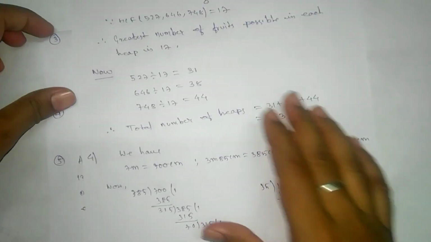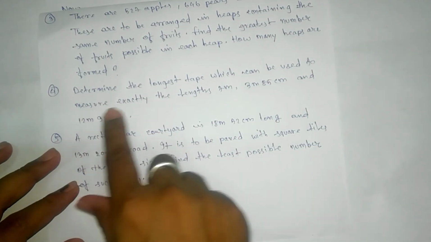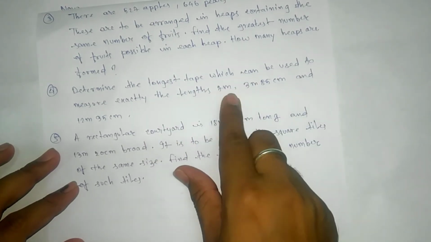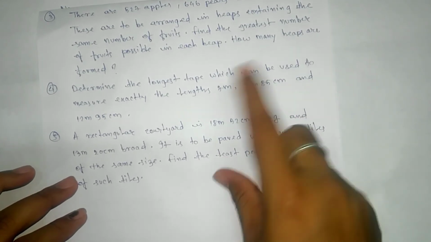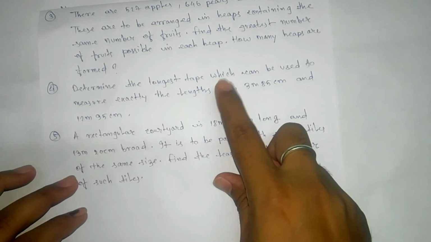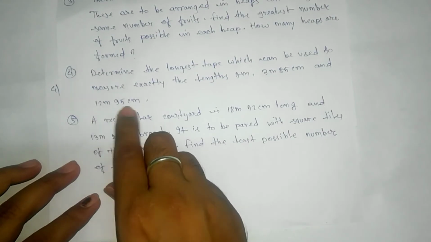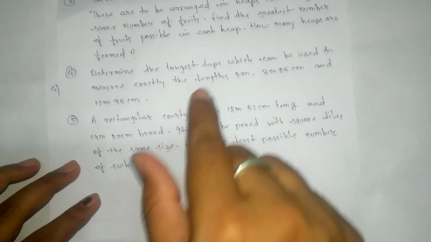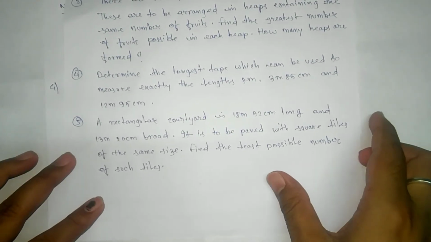So if we go for the fourth one, let's read the question. Very simple. Determine the longest tape which can be used to measure exactly the lengths of these. That means first you convert all in centimeter. Why? Because meter and centimeter both are there, so we convert the bigger into the smaller unit. That is 7 meter into 700 centimeter, 385 centimeter, 1295 centimeter, and then we find the HCF, and the HCF will be the required longest tape which can measure all three exactly, without giving a remainder, that is 0.